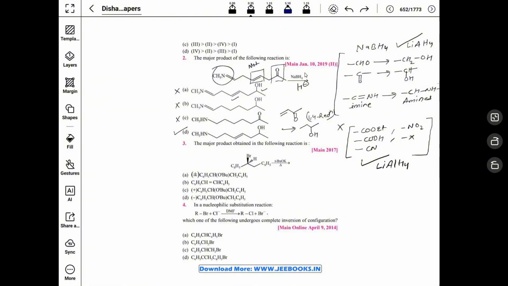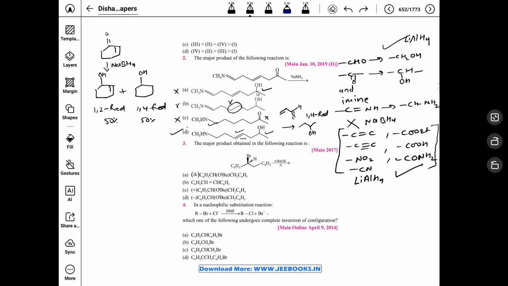Let's talk a little bit more about the situation in which the double bond is in conjugation. For example, if you have this substrate and you do the reaction with sodium borohydride, then you get almost 50-50% of the 1,2 reduction product plus the 1,4 reduction product. Since this double bond is not in conjugation, it will not reduce. So the correct answer is D.